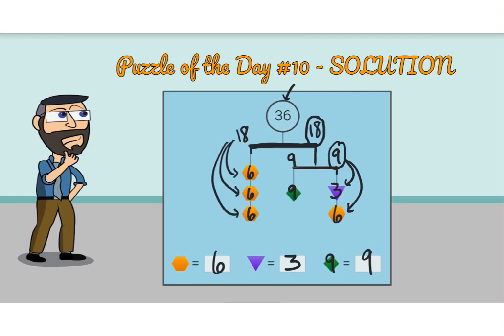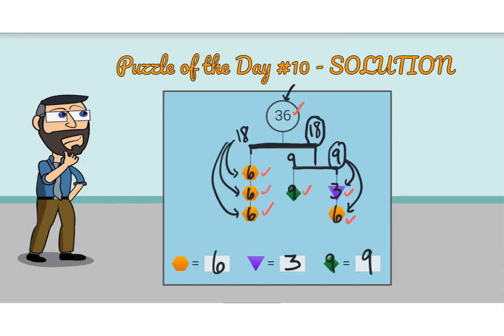Let's check it. 6 plus 6 plus 6 is 18, plus 9 is 27, plus 3 is 30, plus 6 is 36. We have our total. We have figured out the shapes.